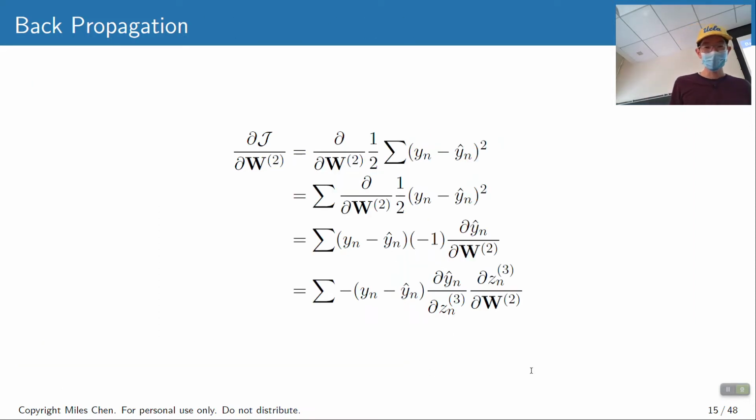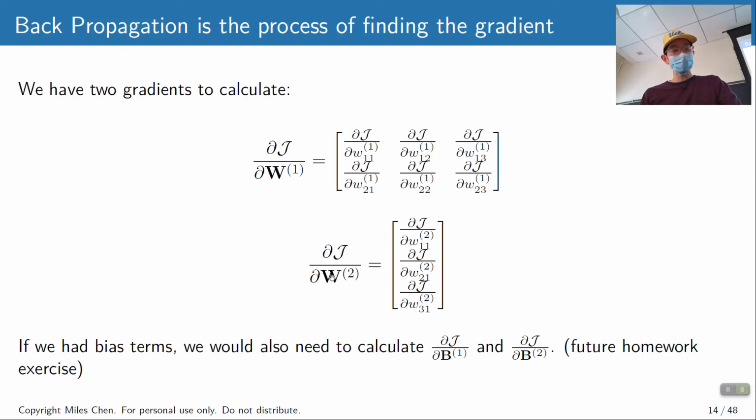Okay, so we are going to first start by finding the gradient of the loss function with respect to W2. Remember, the loss function is the sum of squared errors, right?